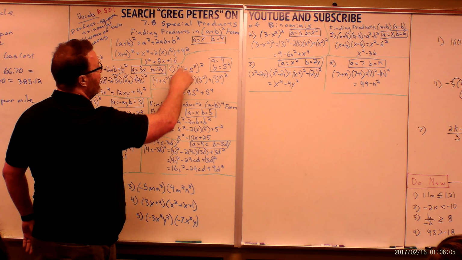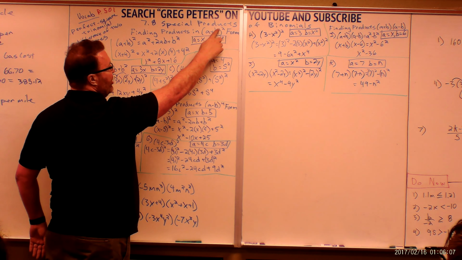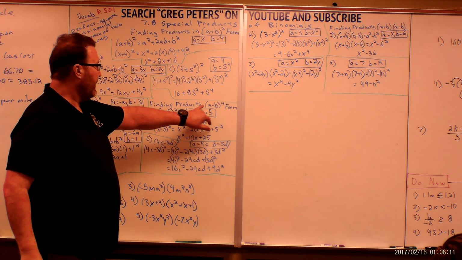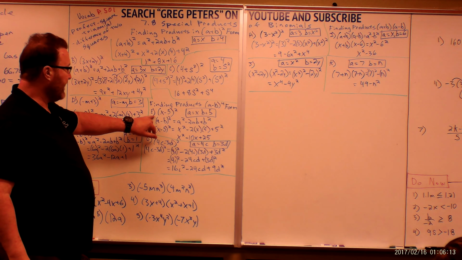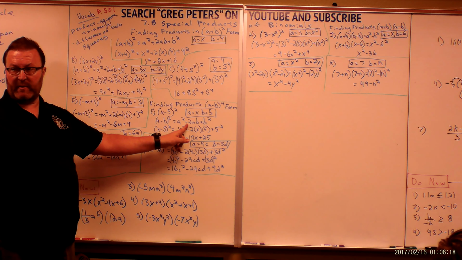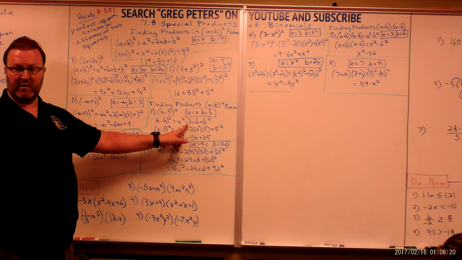Where this one was a plus b squared form, okay? And basically, in following this, we had the same exact steps. The only difference is there's a minus 2ab. Do we see that? That's the only difference between these.